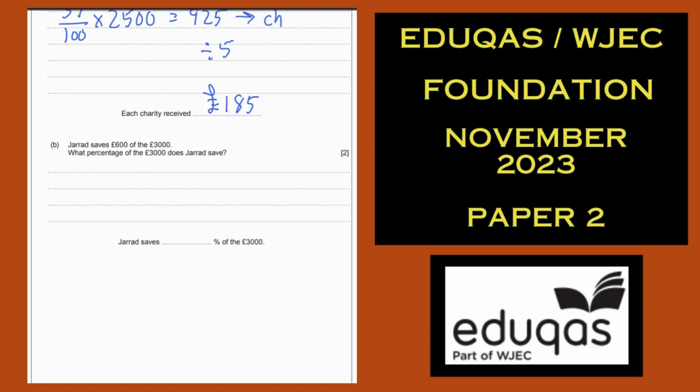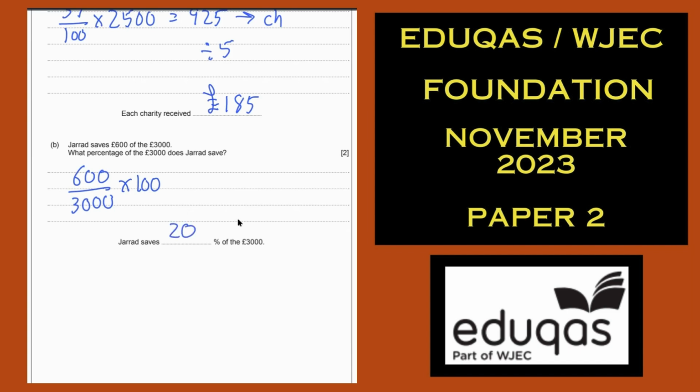Jared saves 600 out of the 3,000. Firstly, write it as a fraction. How do you convert fractions to percentages when you've got a calc? It's obviously a different technique. When you haven't, you just times it by 100. Yeah, you could cancel some zeros out, but your calc will do that for you.